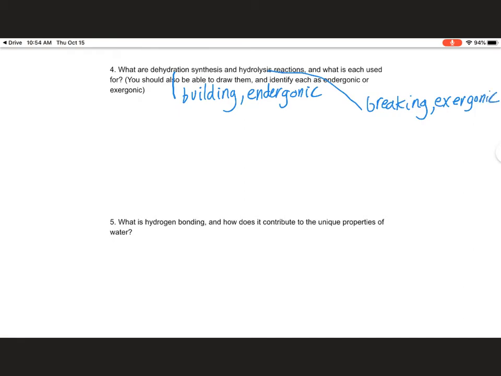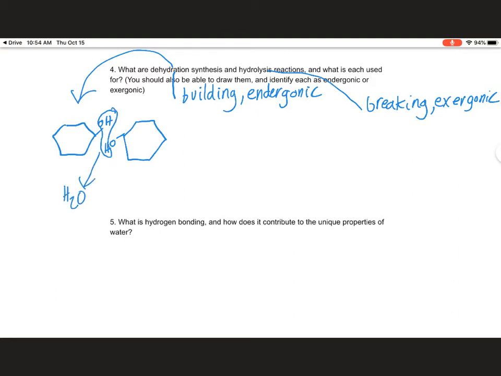For drawing sort of a general picture of this, I'll draw just two sugar molecules here. Not going to draw the whole molecule, just parts of them. They have these OHs on them because sugars tend to have a lot of those. If I want to do dehydration synthesis and bond these together, what needs to happen is H2O needs to be removed. So water comes out, and I end up with those two molecules bonded together with an O in the middle.